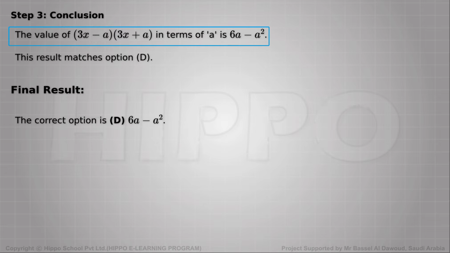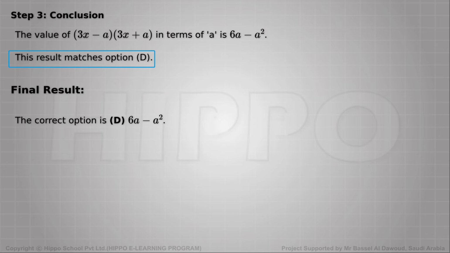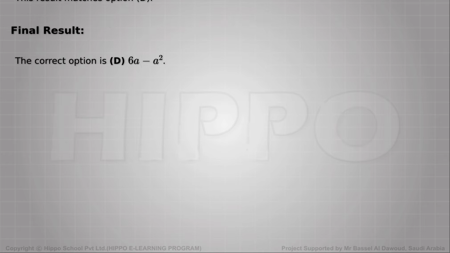Looking back at the multiple choice options we were given at the start, this result matches option D. And that's our final answer. By correctly identifying the difference of squares and performing a careful substitution, we solved the problem efficiently. Great job, everyone!